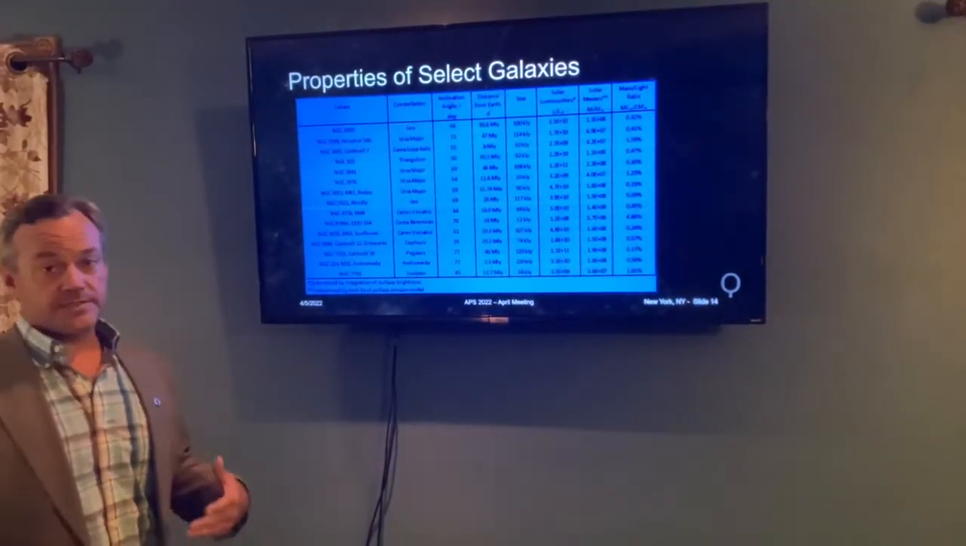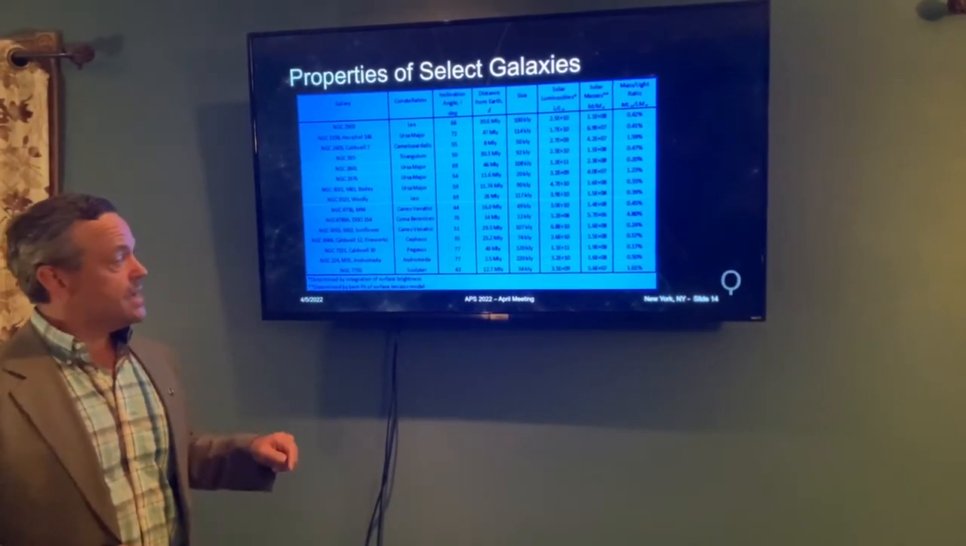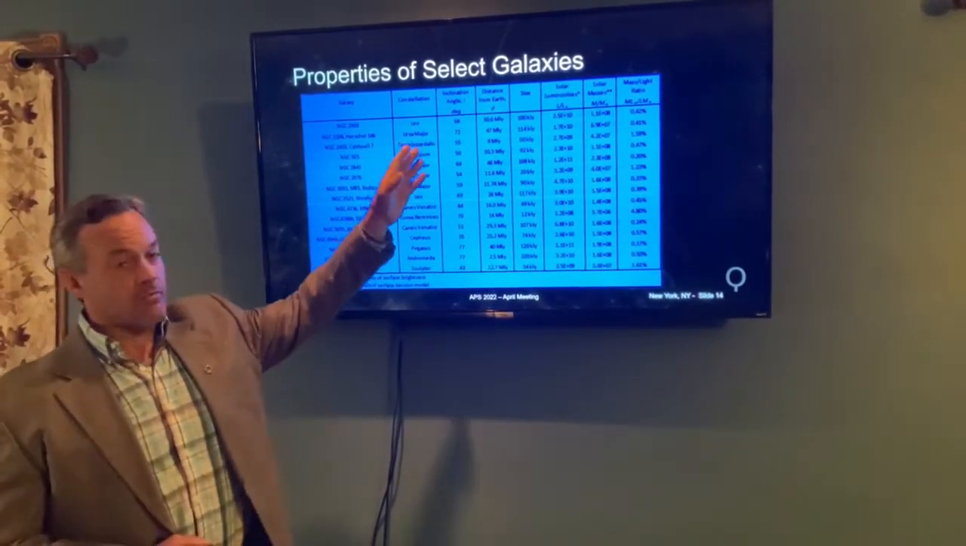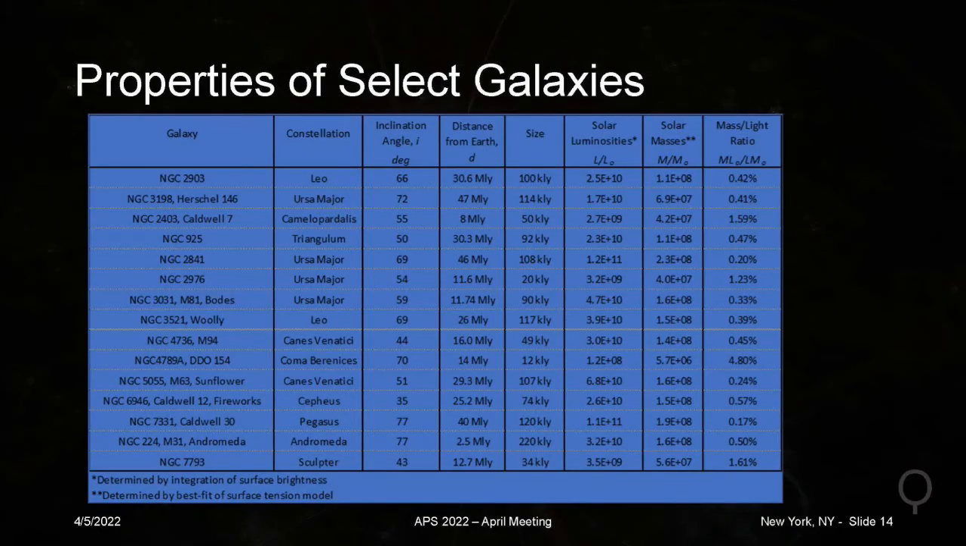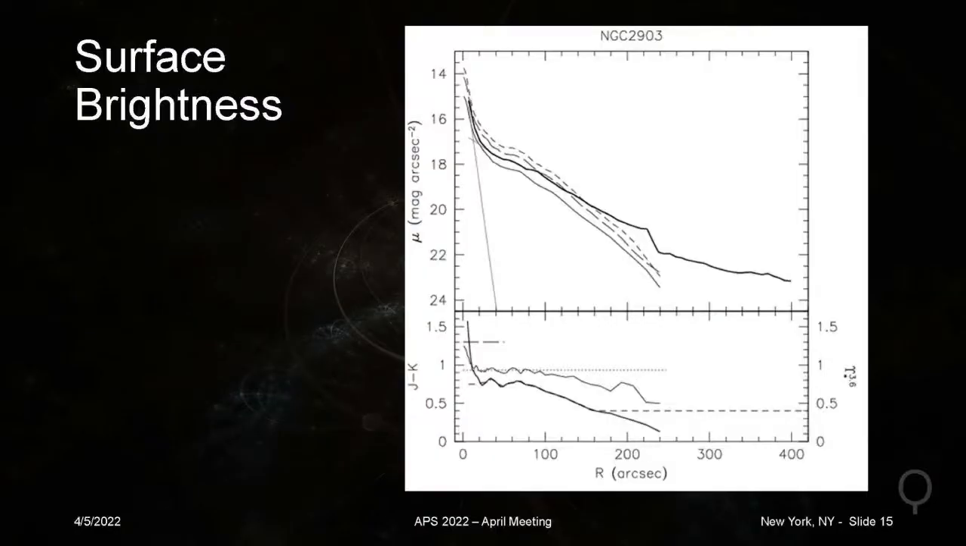So what I did to see if any of this makes sense is plug it in for 15 different galaxies. I tried to pick galaxies that were a range of inclination angles, a range of distances from Earth, a range of size to get the maximum distribution of galaxies. I included some dwarf galaxies and some super large galaxies. And when you go ahead and plug in surface tension equations into these galaxies, you have to have surface brightness.